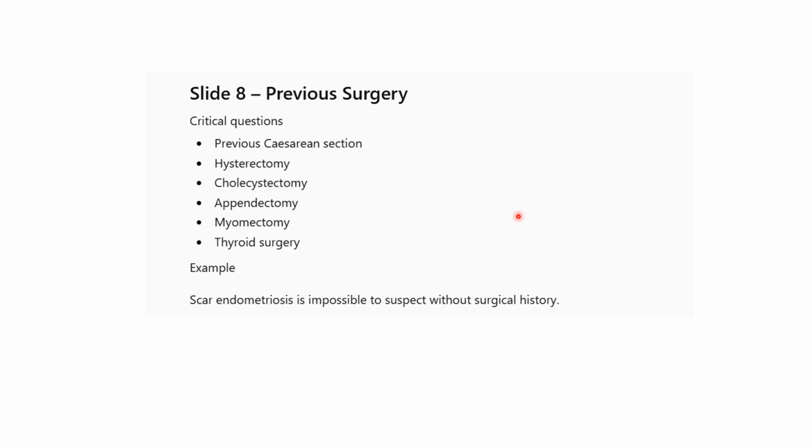So you must always ask about all previous surgical history, whether those organs are still there or were removed. Otherwise, you'll be embarrassed to say that the uterus is normal when a hysterectomy was done, or the gallbladder is normal when a cholecystectomy was done. For example, scar endometriosis is impossible to suspect without surgical history. You understand this? It is very difficult to think of scar endometriosis if you don't have the history.